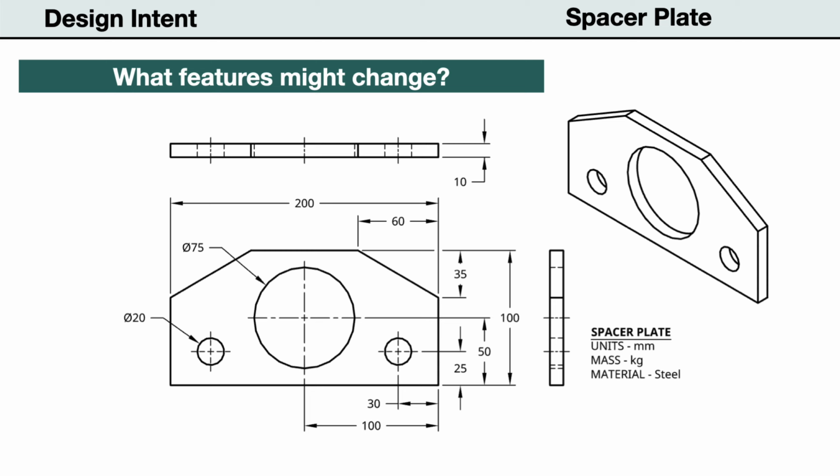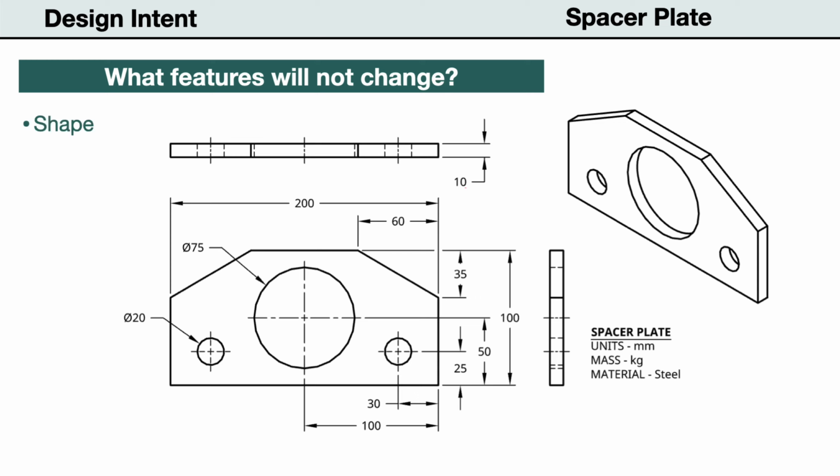To start, we need to identify all the features that may need to be changed or revised during or after modeling the part. First, the length may be changed to make it longer or shorter. Also, the height may need to be adjusted taller or shorter. And because the part is used as a spacer plate, the thickness will need to be variable to fit the application.